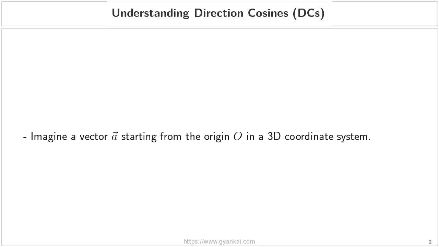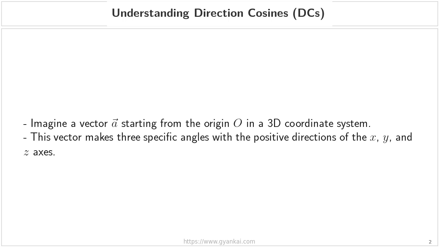Understanding direction cosines, DCs. Now that we've introduced the importance of orientation in 3D space, let's dive into the first key concept: direction cosines. To visualize this, I want you to imagine a vector. Let's call it a vector A, starting right at the origin, point O, in our three-dimensional coordinate system.